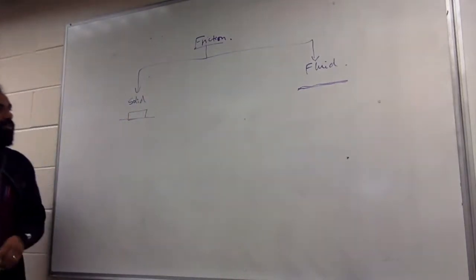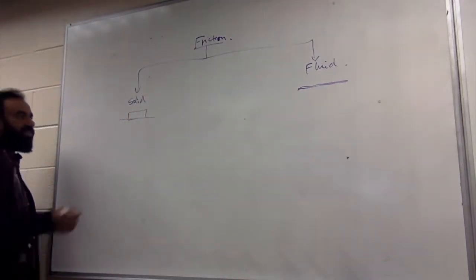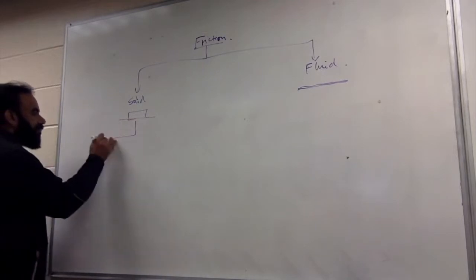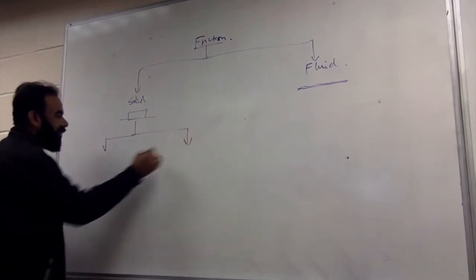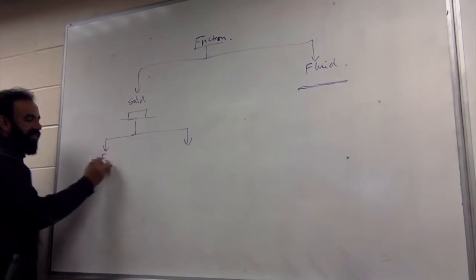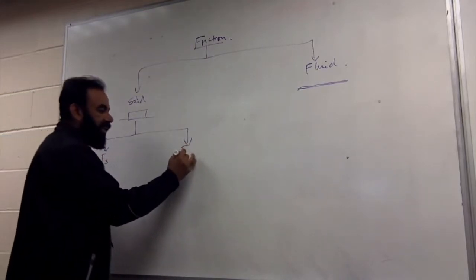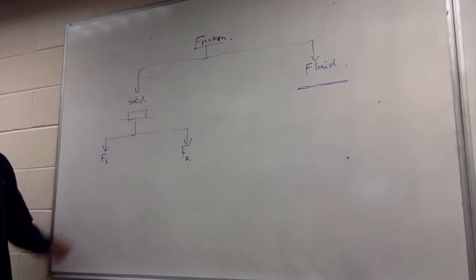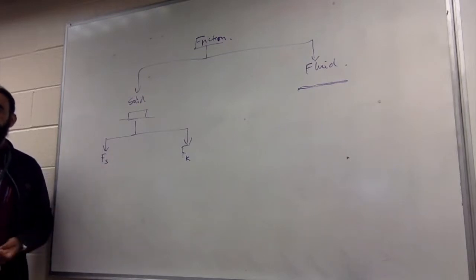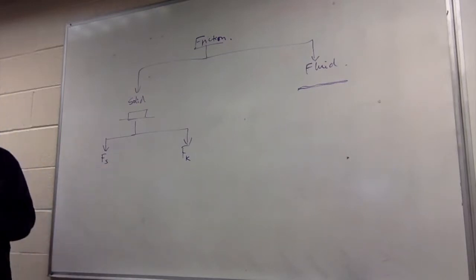Now, coming to solid friction again. Solid friction is of two types. We learned it. We have static friction and we have kinetic friction. Static friction is friction between surfaces when they are not moving.